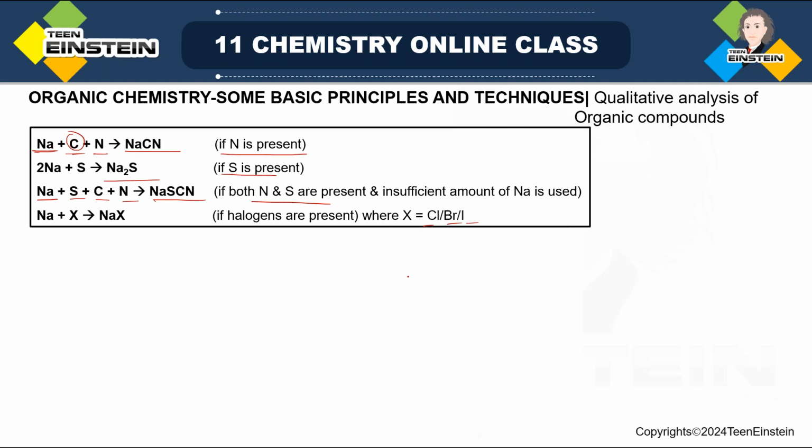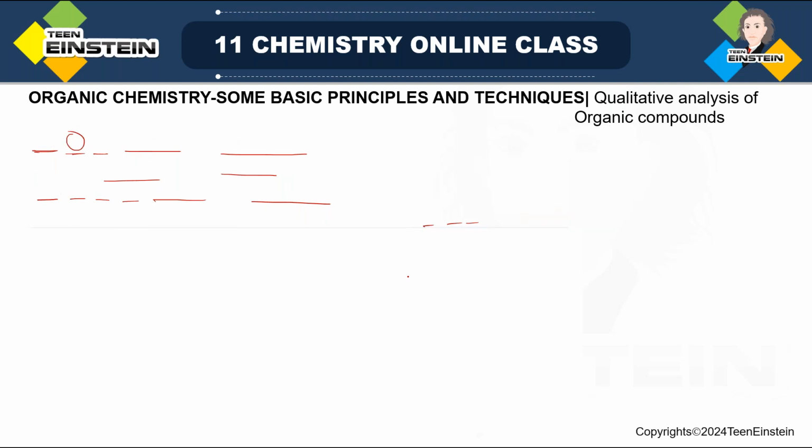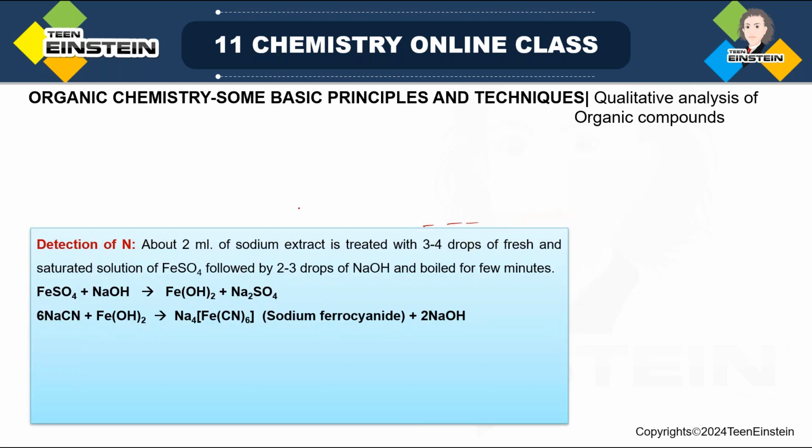Now we will see one by one the detailed reactions for the detection of all these three different elements. So first we will focus on detection of nitrogen. When it is detection of nitrogen, we will take around 2 ml of sodium extract, that is the fusion test extract, the details of the procedure we have already learned in the last class. You have to treat it with 3 to 4 drops of fresh and saturated solution of ferrous sulfate.